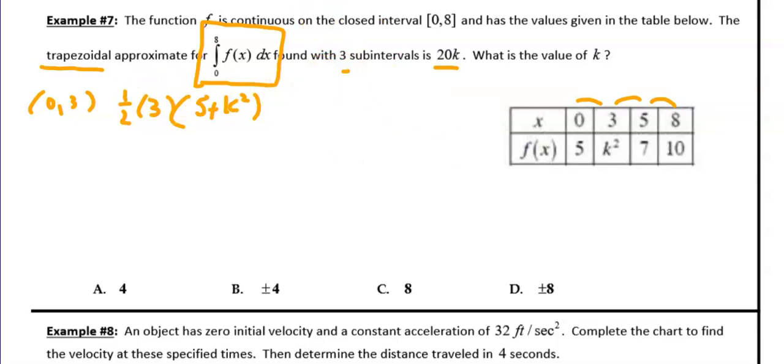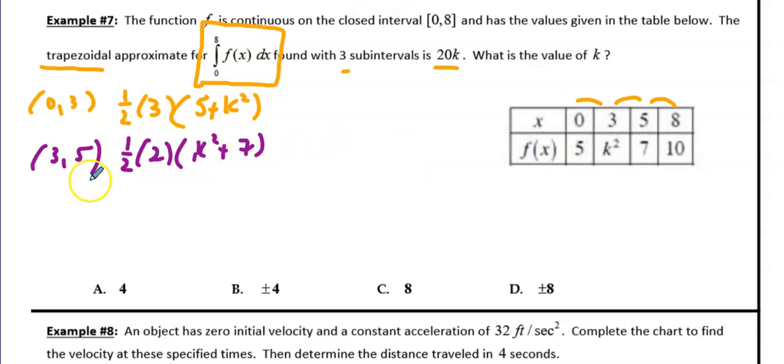So let's look at now the interval from 3 to 5, and we're going to repeat the same process. We're going to do the 1/2, because again, for a trapezoid, the equation is 1/2. Our delta x in this case is 2, and we're going to do the same thing. So we have k squared for 3, and we have 5 is 7. All right, so that's going to be it. Right underneath the 3 is the k squared, so that's going to be the height of our base 1, and then underneath the 5 is the 7.